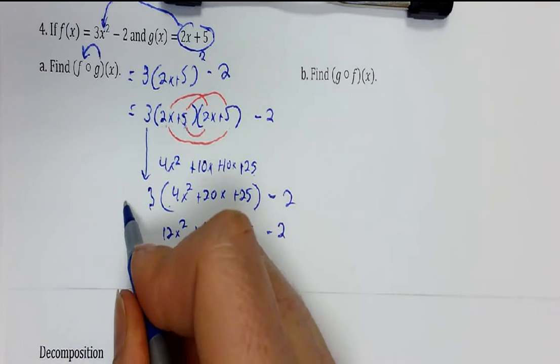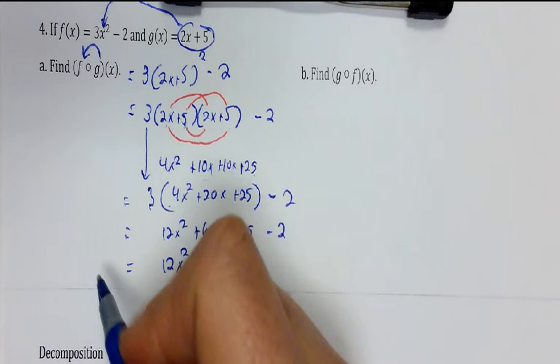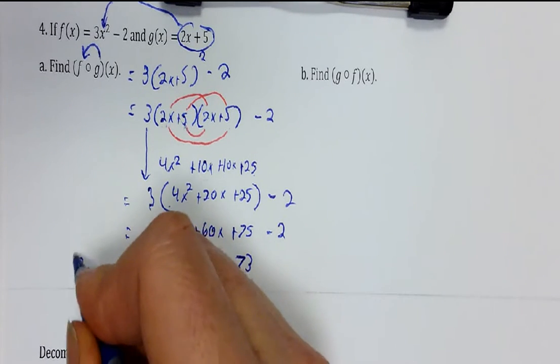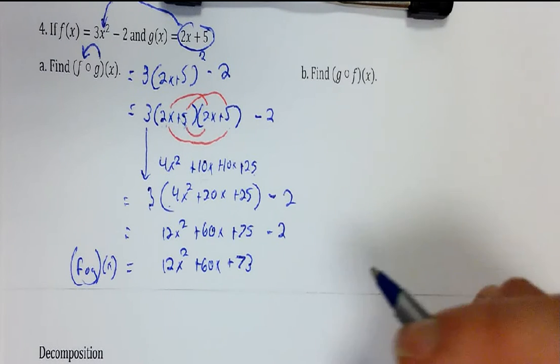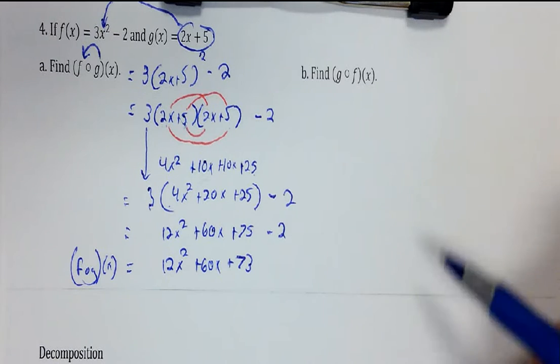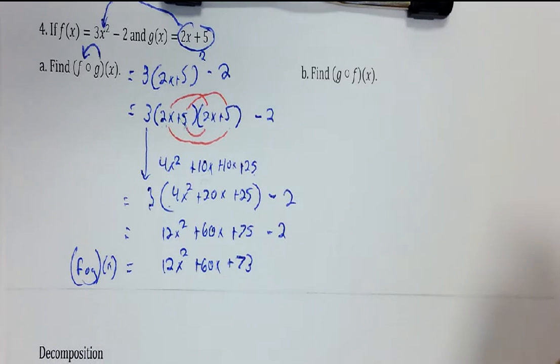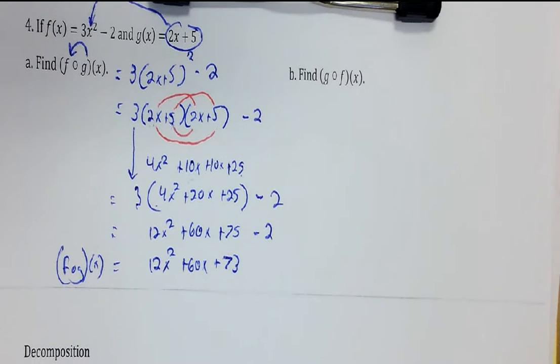Left off a bunch of equal signs, but that's okay. And that is my new function f of g. I always like to write that again at the end, just for reference. That way, if I'm asked to actually evaluate this at some number, I can do that. I've got a nice handy formula. I don't have to look everywhere for it.